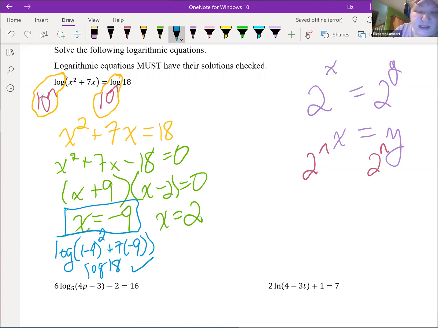If I put the 2 in there, 2 squared plus 7 times 2 is fine. I'll still write it just to be more formal, and that is also a positive number, and in fact is positive 18.